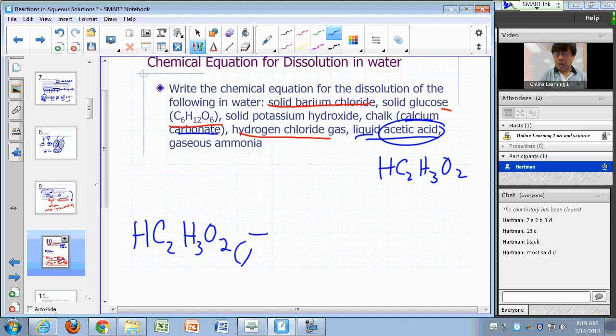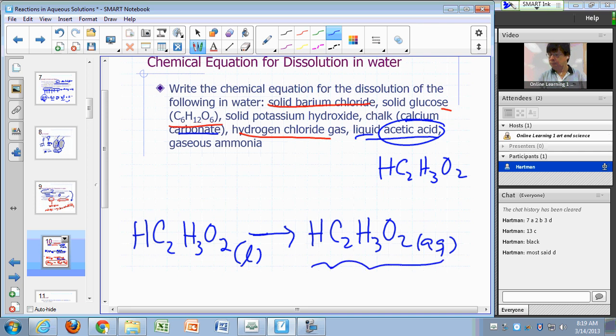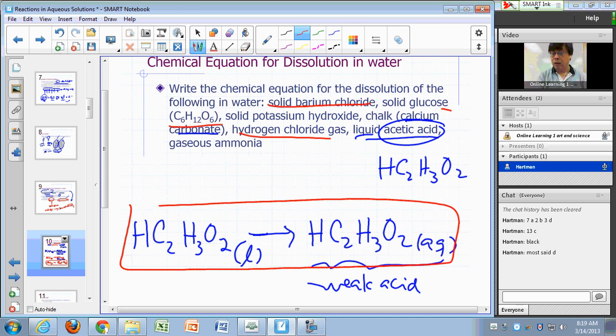You put it in water, you get HC2H3O2 aqueous. Do I need to split this up into ions? The answer is no, because this is a weak acid. Only a very small fraction of these are actually ionized in water. So the dissolution of liquid acetic acid in water is represented by this molecular equation right here.